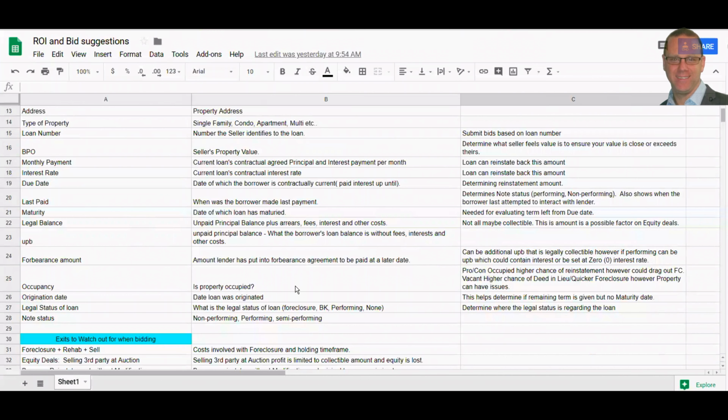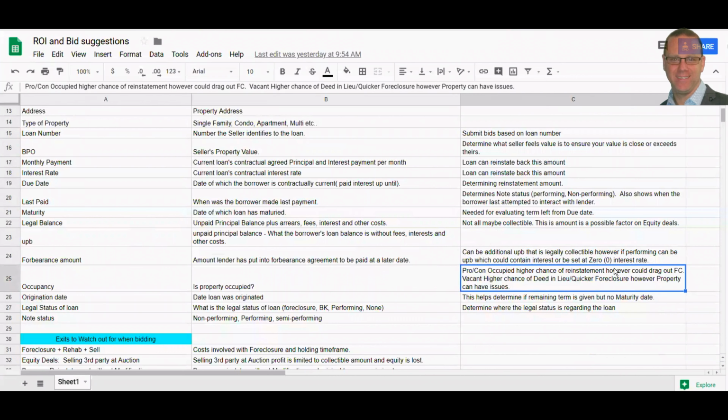Occupancy, pros and cons. Right here is stating the fact that someone who occupies could reinstate better, but could also drag out a foreclosure. Those who are vacant could have a higher chance of deed in lieu. However, the property may have problems when you do eventually get it.